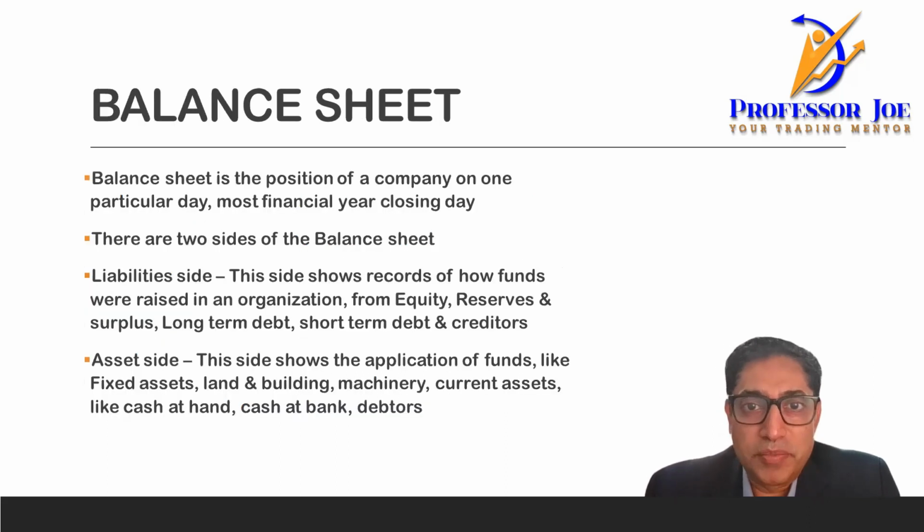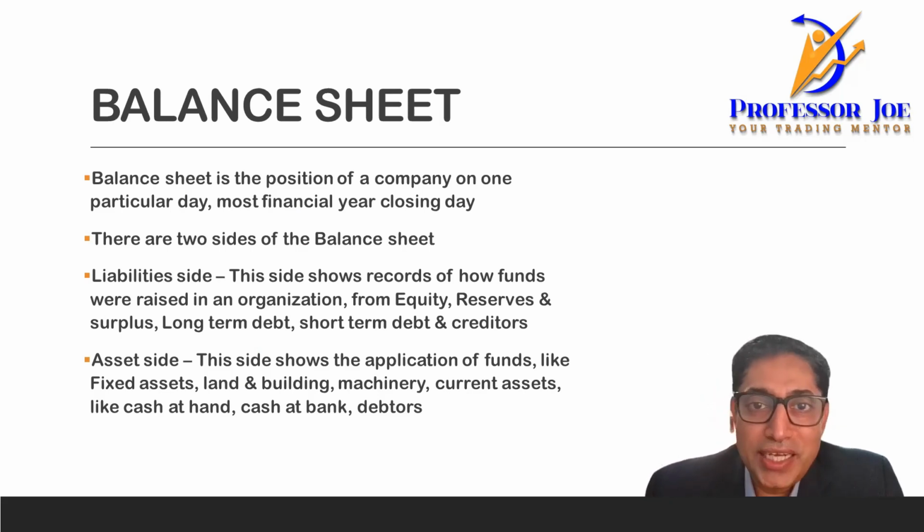The second type of statement is the balance sheet. Now the balance sheet is a very simple statement. A lot of people get confused, but the balance sheet is a very simple statement. The liability side of the balance sheet shows how the company has raised money, whether through equity, through reserves and surplus, or through long-term debt, short-term debt, or they are using other people's money, that is, the creditors.